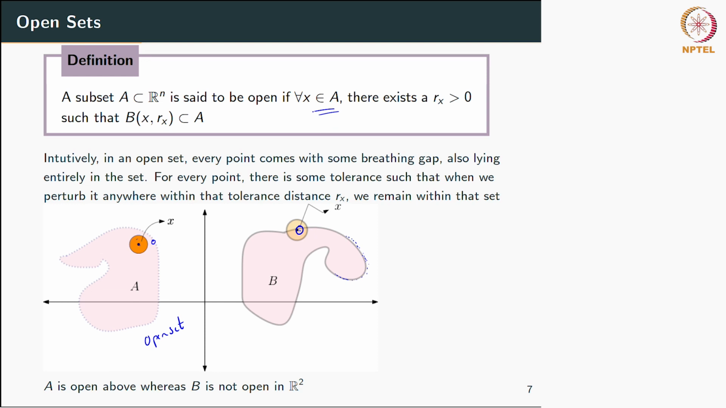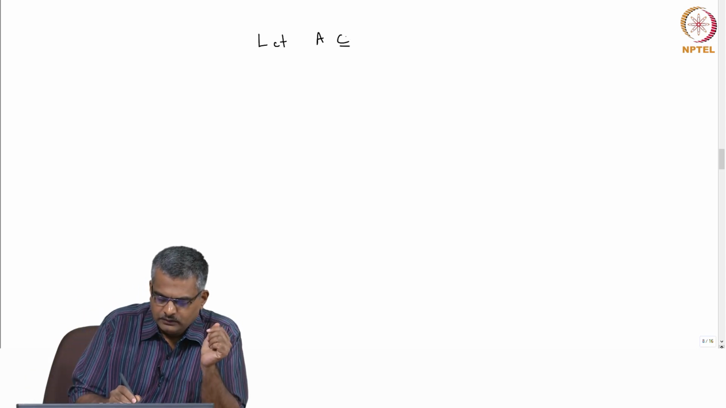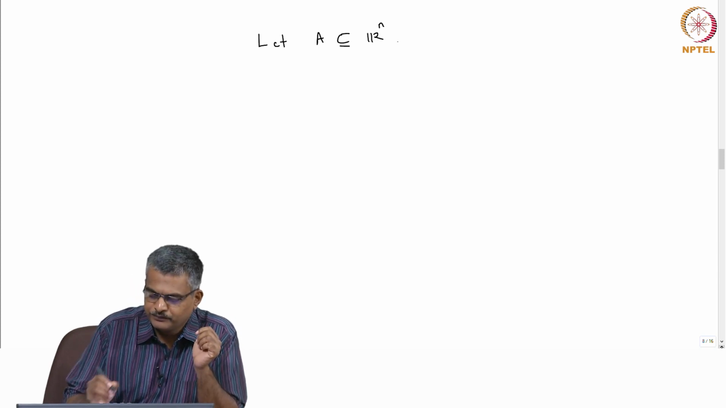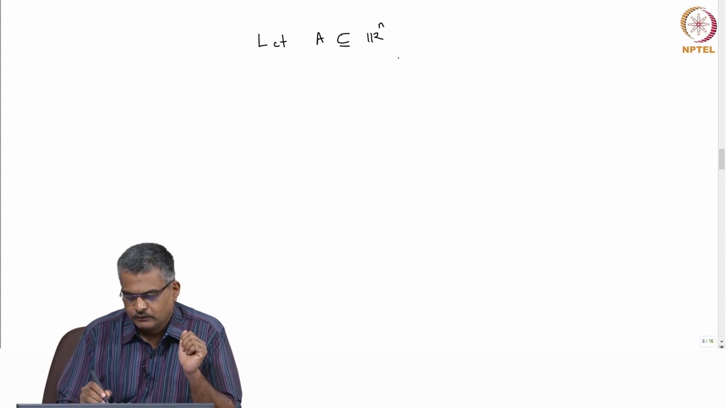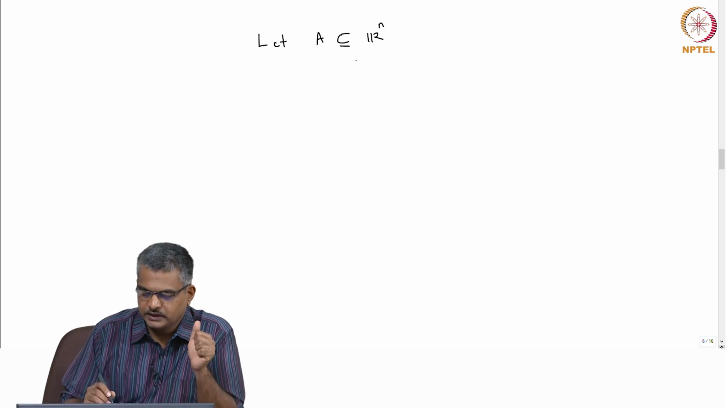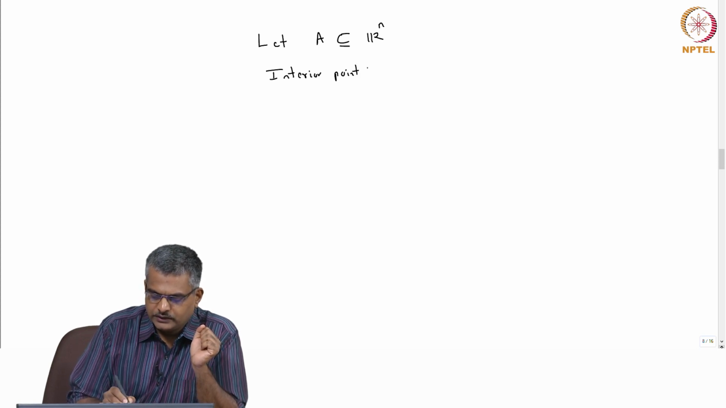To understand this notion of taking a point and coming up with a ball, all of whose points should belong to the set, it is better captured through the notion of an interior point. So let us define what is meant by an interior point. We have a set, let A be a subset of Rn. For simplicity, when I am drawing pictures, n is either 1 or 2, but the definitions hold for any dimensional space. Now I want to define the notion of an interior point of A.